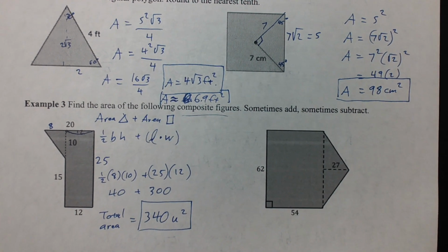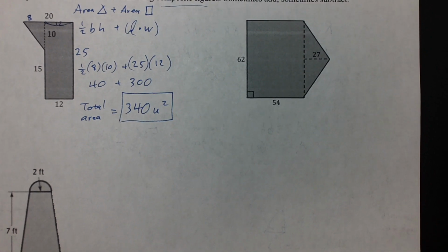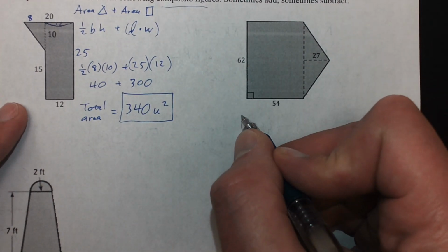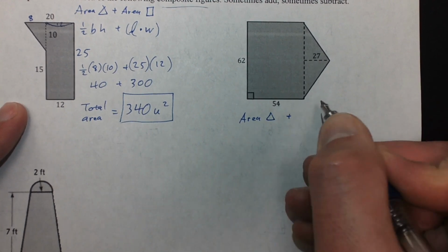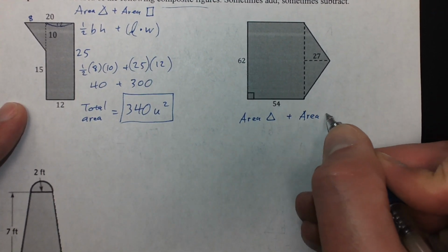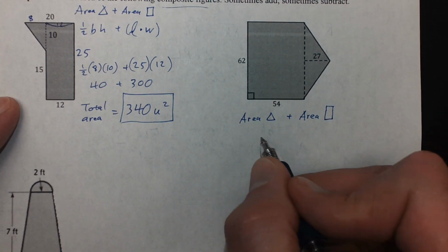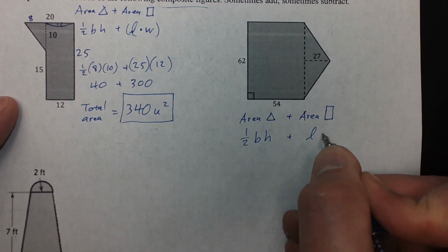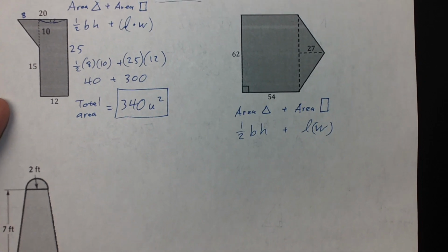We have 2 more composite figures to go. This one on the right is actually pretty similar in that we have the area of the rectangle and the area of the triangle. I'm just going to write the same formula. Area of the rectangle, and again, same formula: 1/2 base times height and length times width. So length times width. And the only question is, well, what are they?